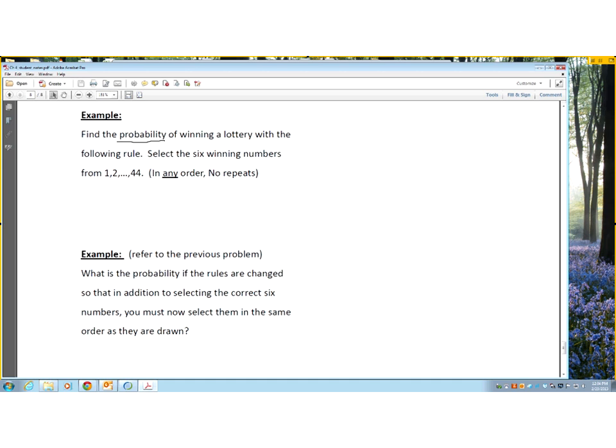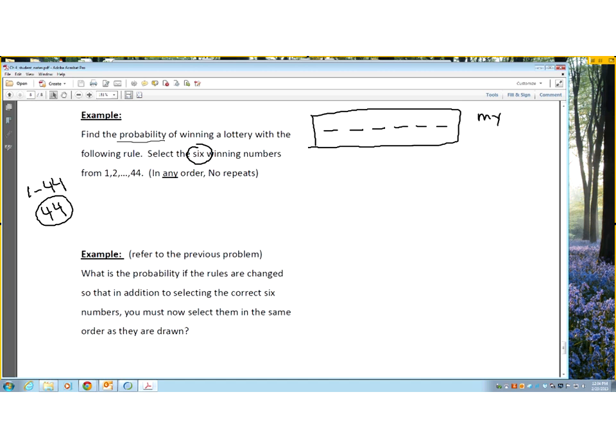And so here we are looking at finding the probability of winning a lottery with the following rule. We're going to select 6 winning numbers using the numbers 1 through 44. So you have 44 numbers to select from. We're not including 0 here, so it's just 1 through 44. Okay, so 1, 2, 3, 4, 5, 6 numbers, that's what we're allowed to select. This right here represents my ticket. If I go out and purchase a lottery ticket, I am going to choose 6 numbers from 1 through 44.